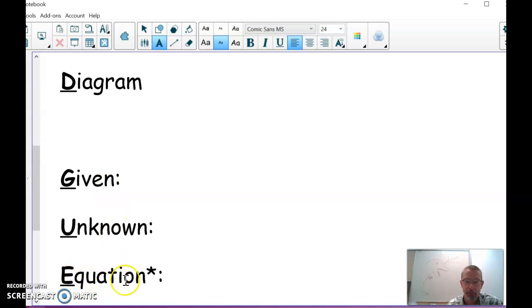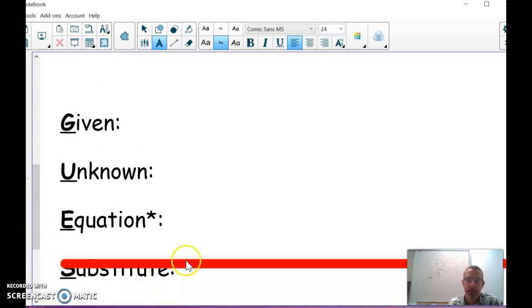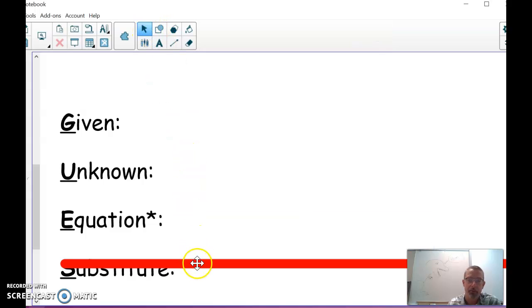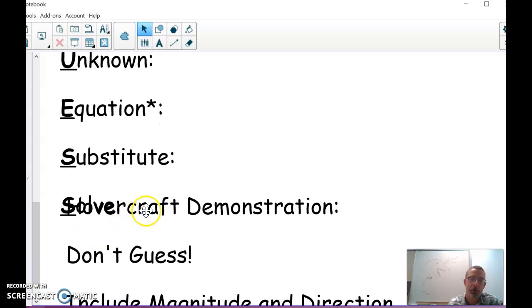If you have the equation down, many times on the AP Physics test, that's all they'll ask you for: what equation would you need to solve it? They very rarely deal with numbers. They just deal with the values. And the S stands for substitute. Let me move this red line out of the way. You're going to substitute in your givens into the equation, and then you should be able to solve that.